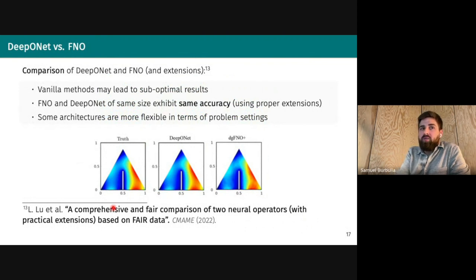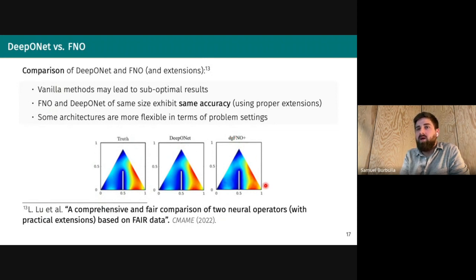There was one benchmark study published in 2022 in Computer Methods in Applied Mechanics and Engineering. The author was Lu, the inventor of DeepONet, but the paper was peer-reviewed. They benchmarked a lot of different problems of this type, like solving parametric PDEs. For instance, here is a solution of a Darcy flow in a triangular domain with some cut in there. Then this is a true solution, DeepONet, and some modification of Fourier neural operators to handle these kinds of shapes.